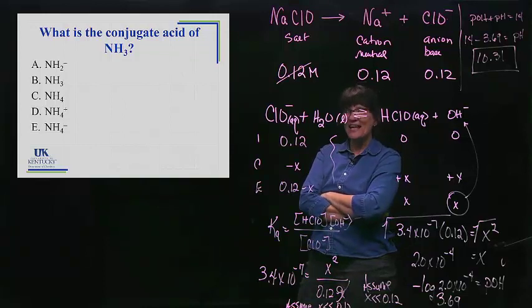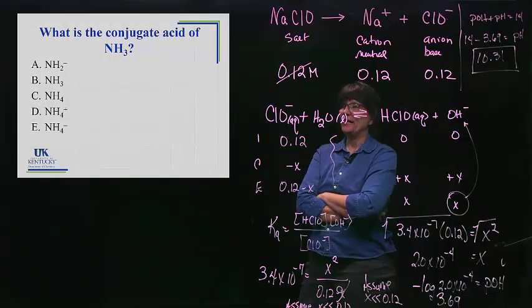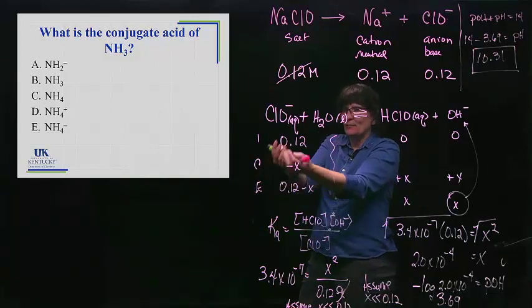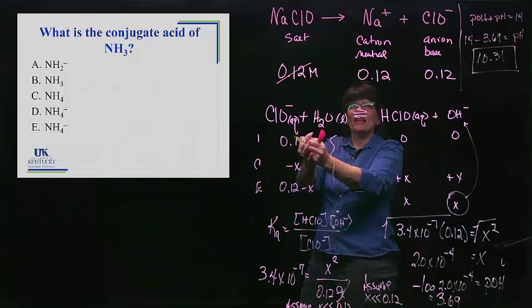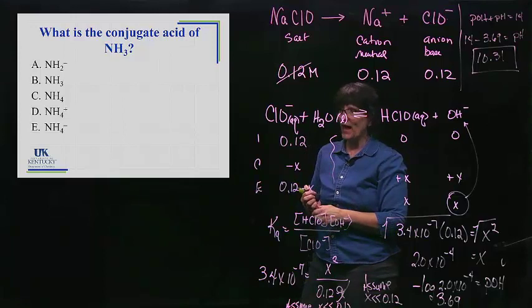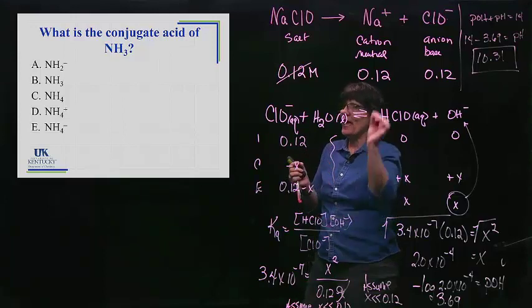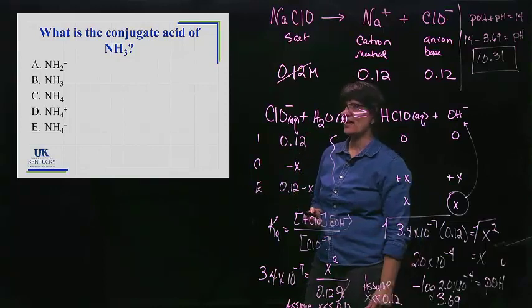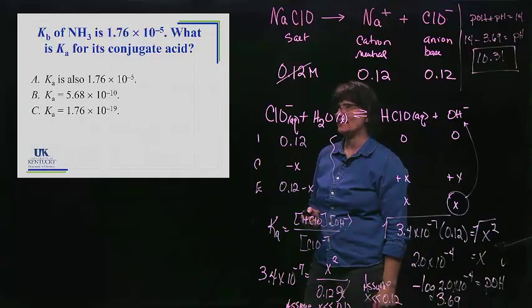Well, a conjugate acid is what it becomes after it does the base thing. It accepts a proton. It's a proton acceptor. It accepts the H+. What does it become? NH4+. So we have that NH3, we put an H+ on it, it becomes NH4+. That is its conjugate acid.